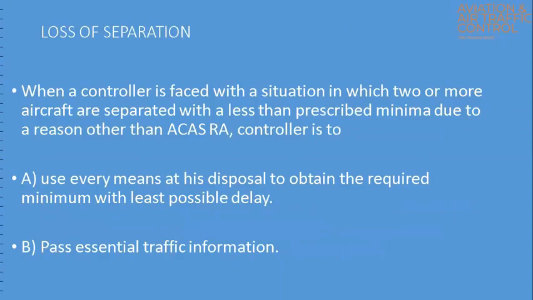Loss of separation. When a controller is faced with a situation in which two or more aircraft are separated by less than the prescribed minimum due to a reason other than an ACAS RA, then the controller has to use every means at his disposal to obtain the required minimum with least possible delay, and he has to pass essential traffic information to the commanders of both flights concerned.